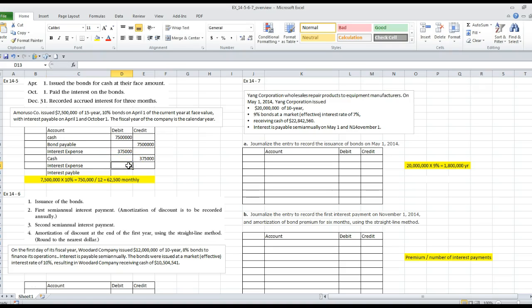So your interest expense is for 3 months, so that's 3 times the $62,500, which will give you an entry of $187,500, and the interest payable will be $187,500. And that takes care of exercise 14.5.